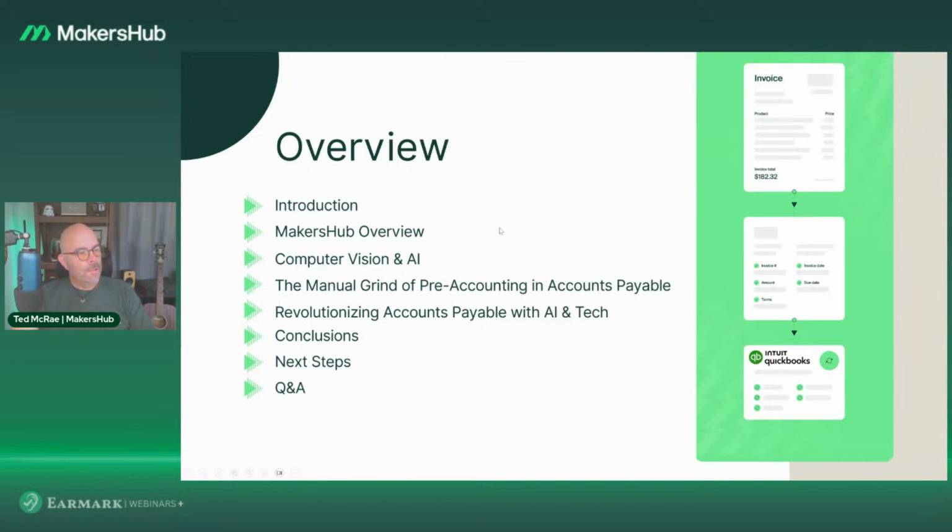But we're going to go into a Makers Hub overview, just a quick understanding of who Makers Hub is. Then I'm going to talk a lot about computer vision and artificial intelligence and AI, so everyone can understand how that actually works and what it does, because it's very important in this whole aspect of how it should be used when extracting data and how powerful it can be in this whole data extraction and pre-accounting world. We're going to also talk about now revolutionizing the accounts payable with that type of tech.